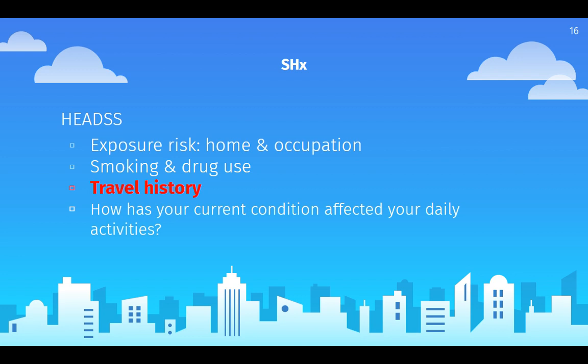Social history, so you should all know HEADS from last time. If you don't, please go over it again. Make sure you hit every single one of those. They're all very important. Probably the most important that are unique to respiratory, exposure risk.